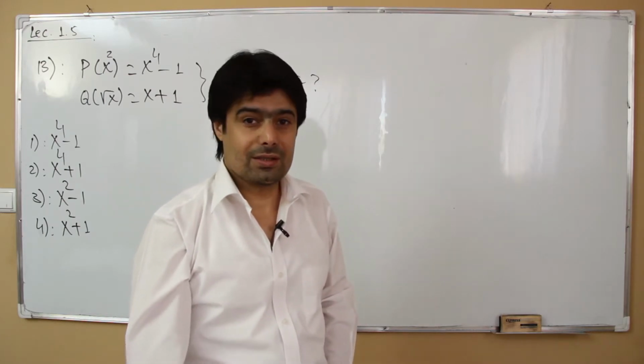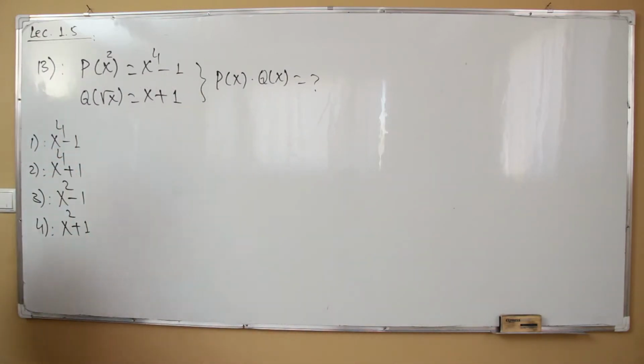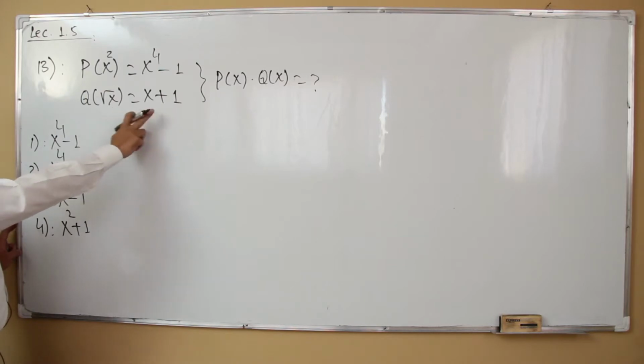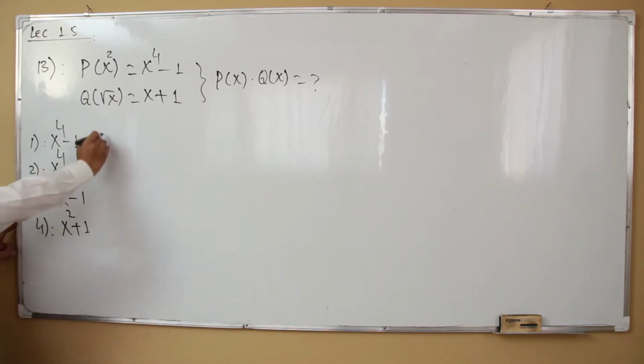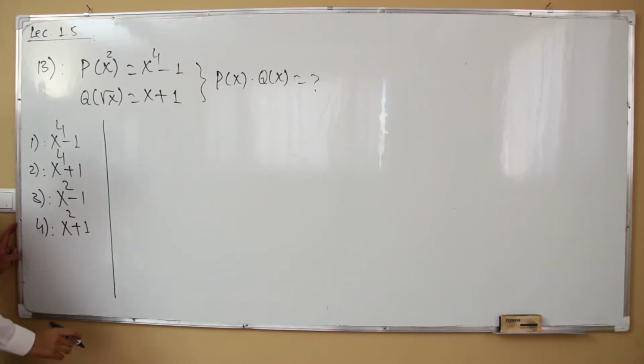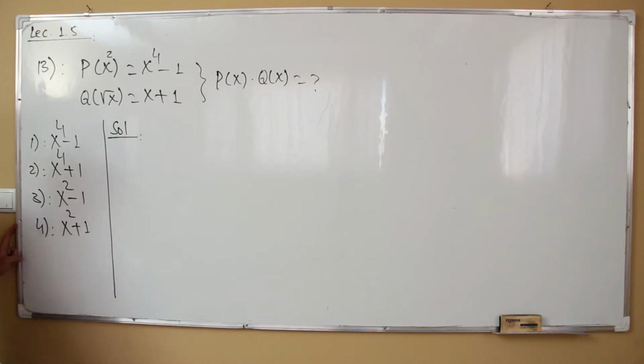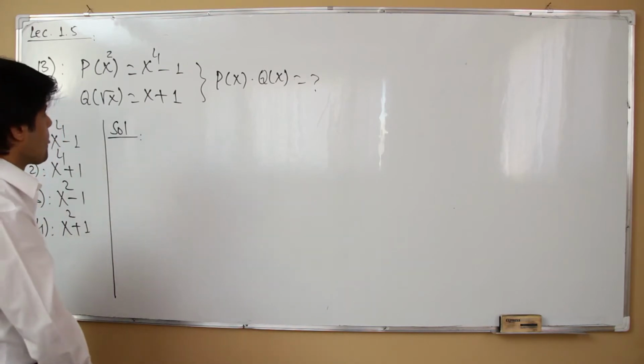Am I right? Yes. By the way, question number 13: p(x²) is given, q(√x) is given, x plus 1. Now what is p(x) times q(x)? First you have to find it, please. Which answer is correct? Number 1, number 2, number 3, number 4. Number 1. Now how? Listen.